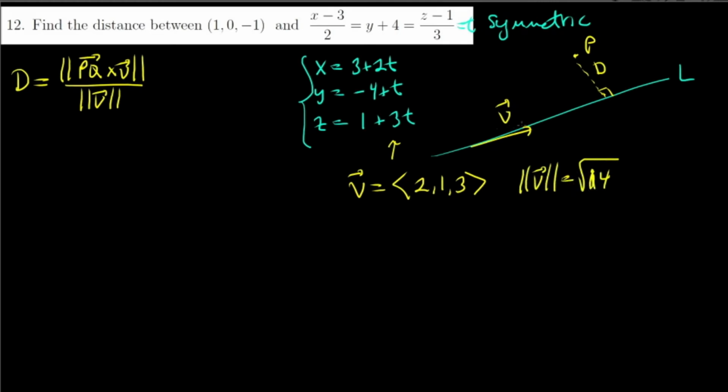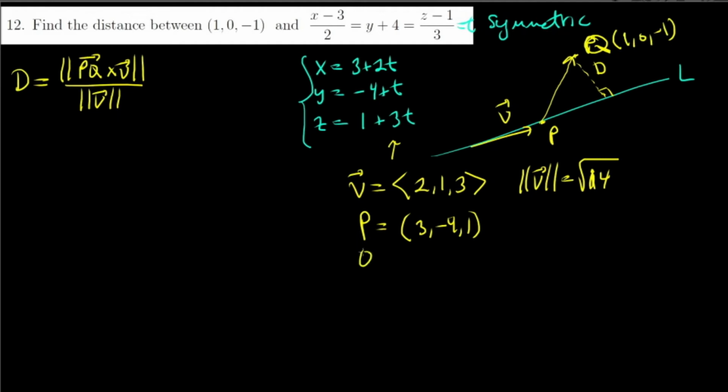And so what is P? P is any point on the line. So pick your favorite point. Suppose t is 0, then P is the point 3, negative 4, 1. And if you picked a different point, it doesn't matter. You'll get a different vector from P to Q. Oops, sorry, this should be a Q here. Q has coordinates 1, 0, negative 1.